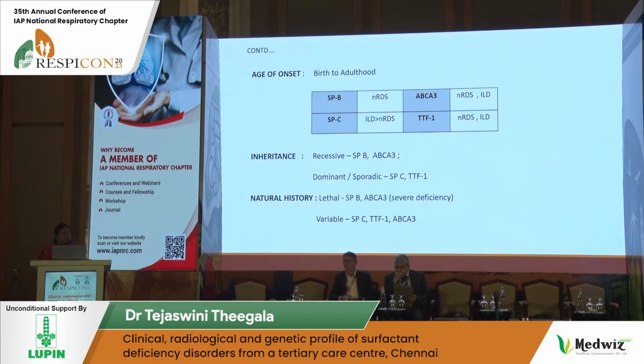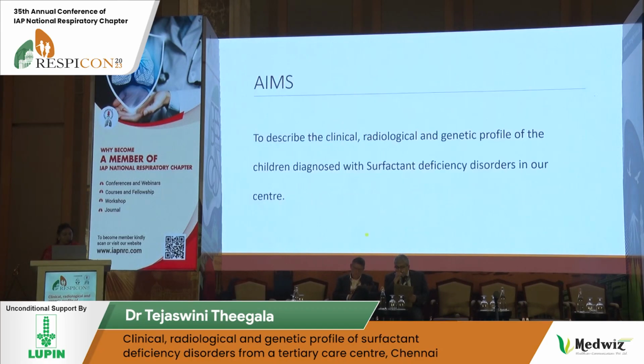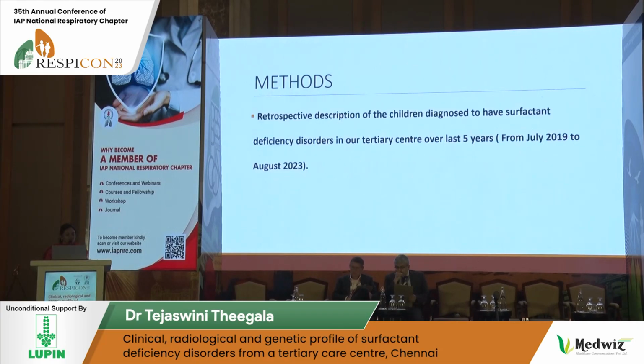Inheritance: surfactant protein B and ABCA3 are inherited in a recessive fashion, and SPC and TTF1 can be inherited as dominant or sporadic. Like I already said, SPB and severe ABCA3 deficiency can be lethal, while SPC, TTF1, and ABCA3 have variable presentation. So our aim is to describe the clinical, radiological, and genetic profile of the children diagnosed with surfactant deficiency disorders in our center.